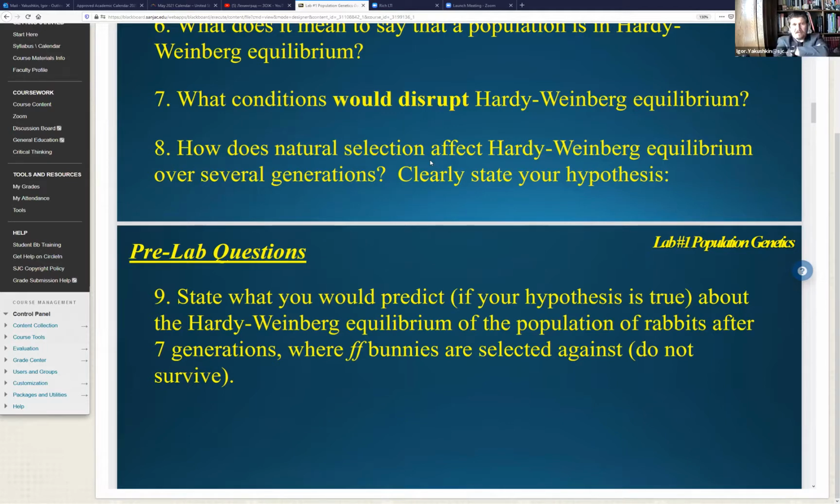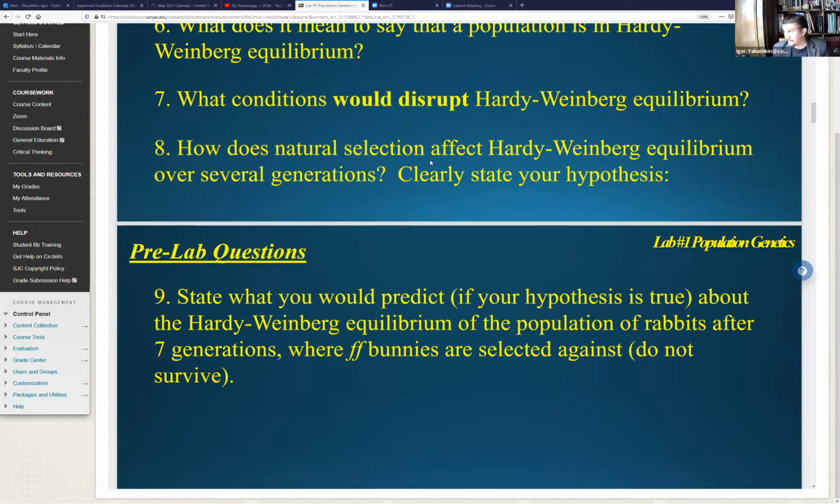Question number 8. How does natural selection affect Hardy-Weinberg equilibrium? We just say that natural selection is one of the conditions which will disturb that. Therefore, it will disturb the equilibrium. Clearly state a hypothesis. A hypothesis is supposed to go in if-then format in most cases. Not necessarily, but in most cases. So let's state something along the line: if natural selection is happening, then Hardy-Weinberg equilibrium will be maintained or disturbed. Maintained or disturbed? Disturbed. You are absolutely correct.